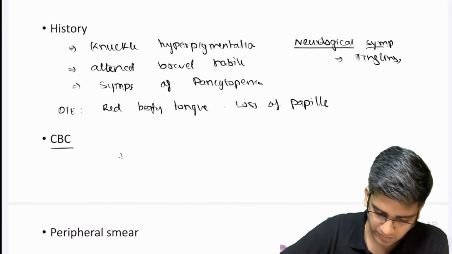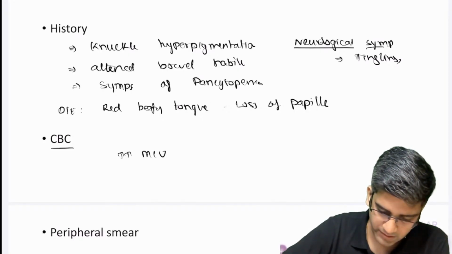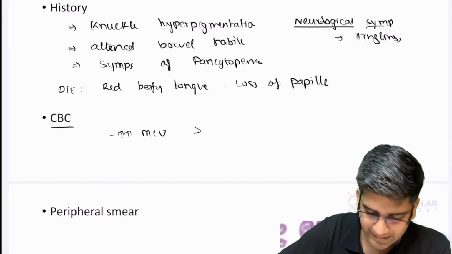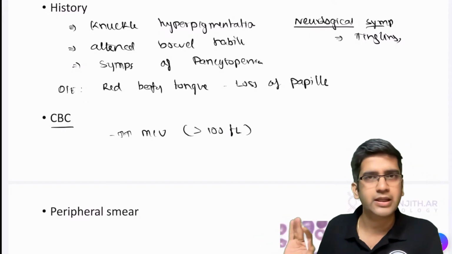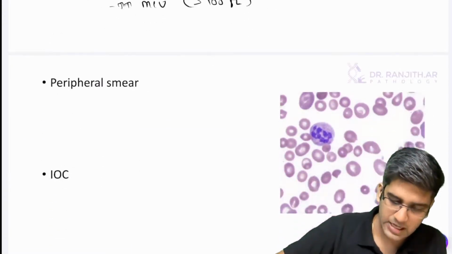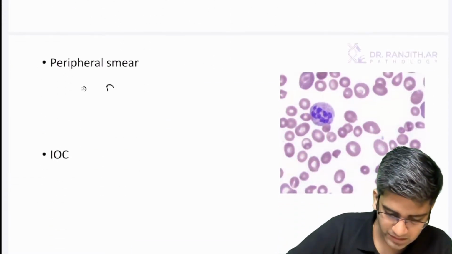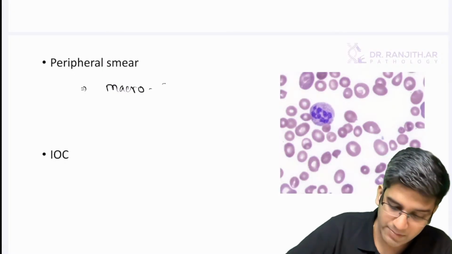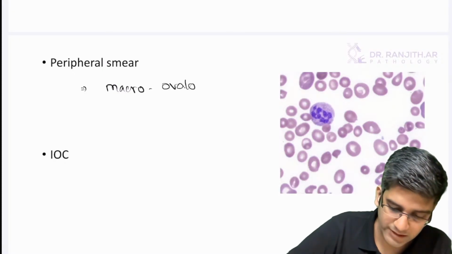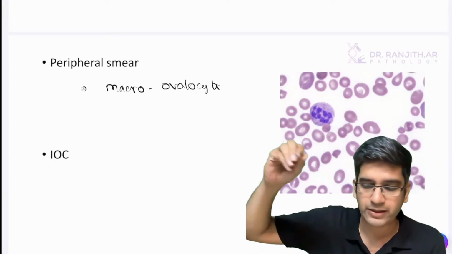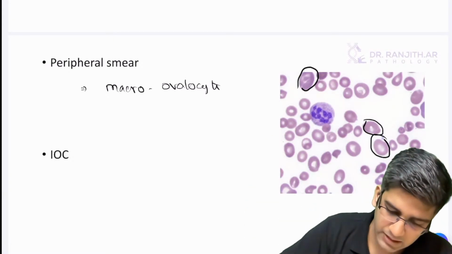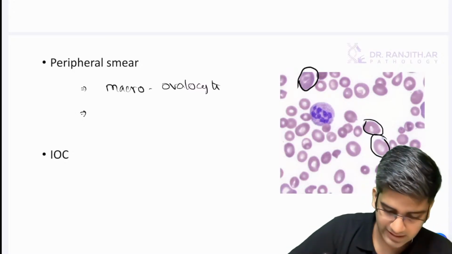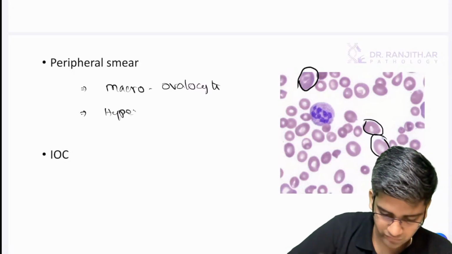CBC findings, elevated MCV, that's what is very important for me. Anything more than 100 femtoliter, I'll call it a macrocytic RBC. That should be more than enough for us, right? Peripheral smear, two findings. You can either write macrocytes or a very perfect finding is macro-ovalocytes. It'll be bigger and a little bit oval, right? These are macro-ovalocytes. They are not just big, they are big and oval, right? And obviously, I'll have to write hypersegmented neutrophils.